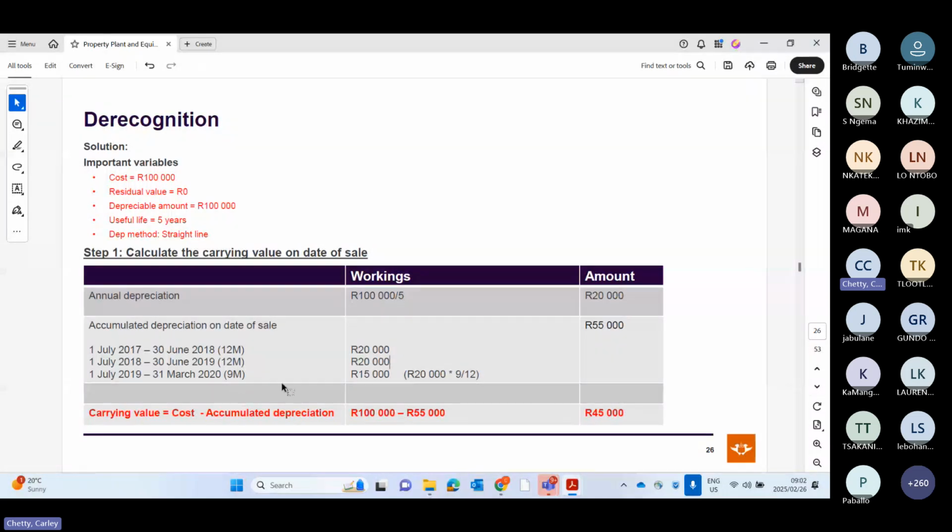So our total accumulated depreciation is 55,000. And then we can work out what the carrying amount is by taking the cost, which was given, of 100,000, minus the accumulated depreciation of 55,000, and that will give us a carrying amount of 45,000 Rand. So now we know what the cost is, we know what the accumulated depreciation is. Now we need to work out what the proceeds are.